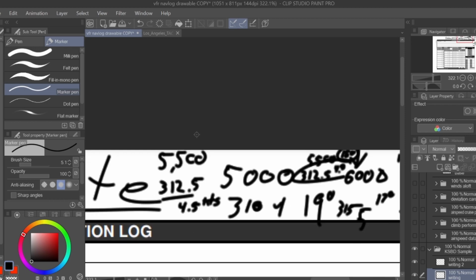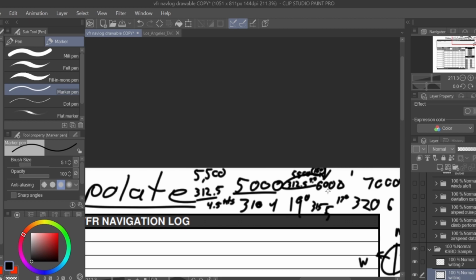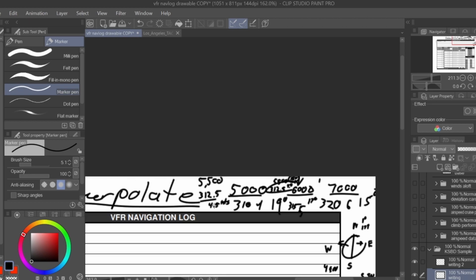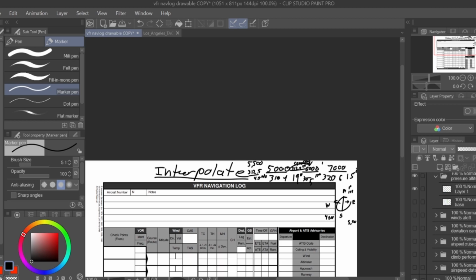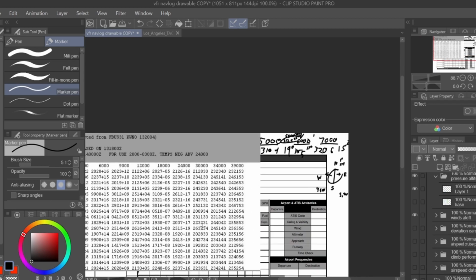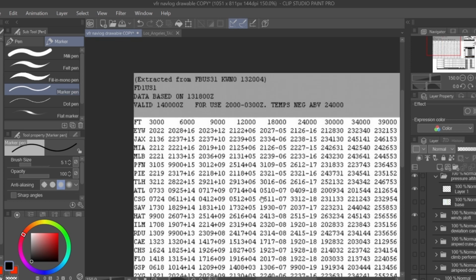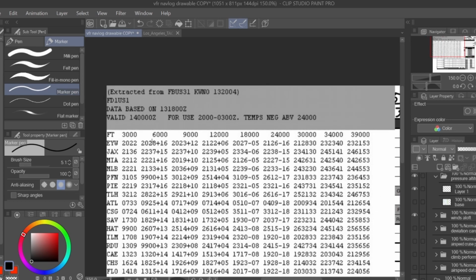Let me tell you something. You're not going to get these nice, clean 5,000, 6,000, 7,000s when you're getting your winds aloft. What you're going to get is this, okay? Here's an example of winds aloft. You're going to get 3,000, then 6,000, then 9,000, then 12,000. So big jumps, all right? Now again, 5,500 is pretty close to 6,000, but guess what? 4,500 is further away, okay?